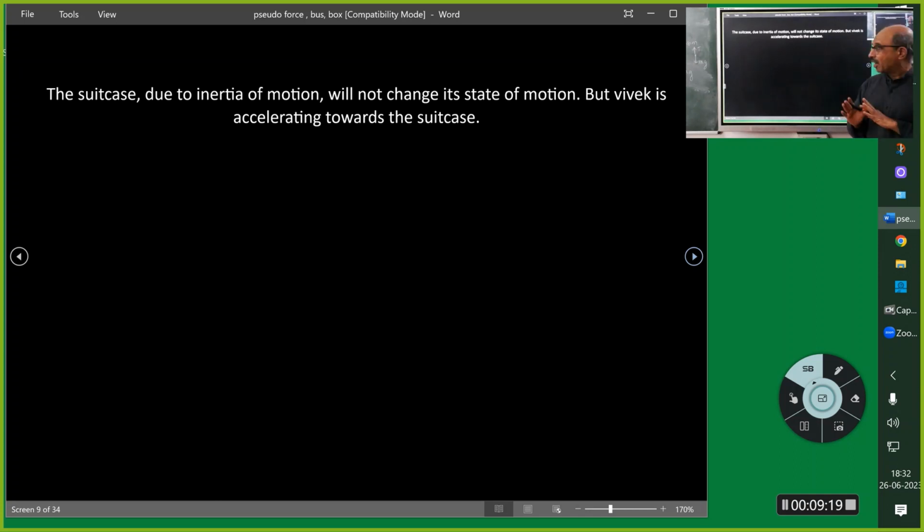Yes, sir. Okay. But Vivek is accelerating towards the suitcase. But what will Vivek feel? See, the person on the road will see that Vivek is moving towards the suitcase. Yes. But what will Vivek feel? Suitcase. Vivek will feel?